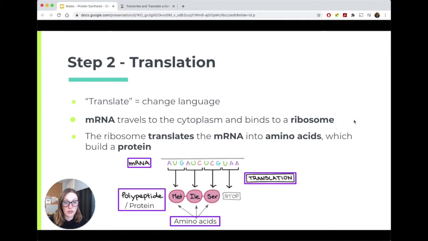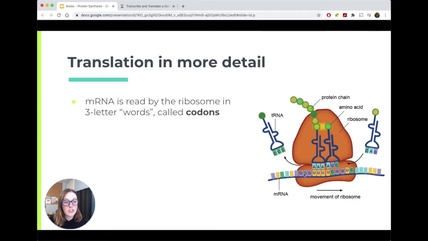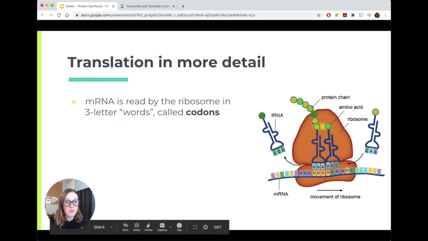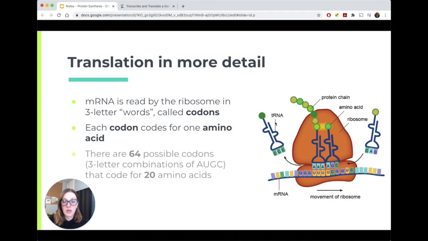The ribosome is critical in this process. Let's take a look at this process in a little bit more depth. The mRNA sequence is read by the ribosome in 3-letter words called codons. Each codon, or 3-letter sequence of bases, codes for one specific amino acid. There are 64 possible codons, or 64 possible 3-letter combinations of AUGC. And these 64 possible codons code for 20 total amino acids. So each amino acid might have anywhere between 1 to 6 possible codes that code for it.